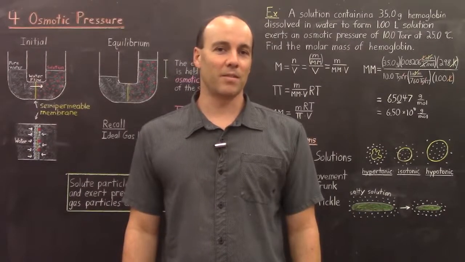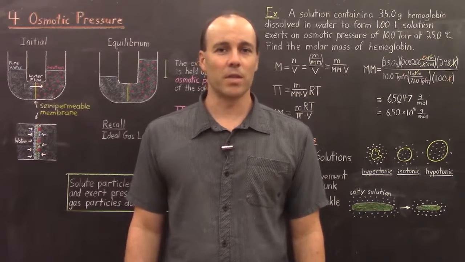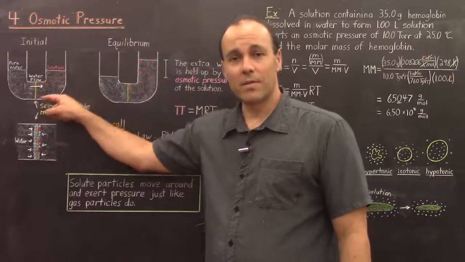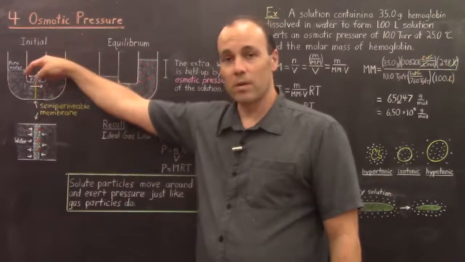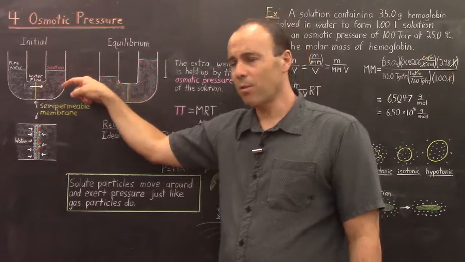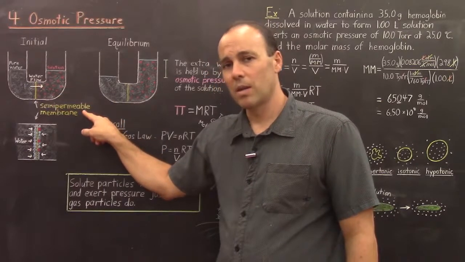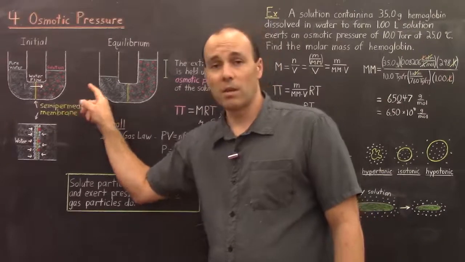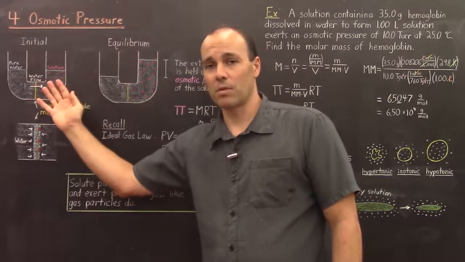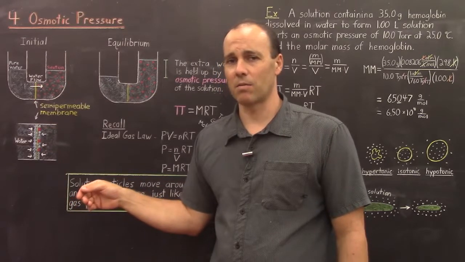The fourth and final colligative property is osmotic pressure. To see what osmotic pressure is and how it works, let's look at the following diagram. Here we have a U-shaped device in which we pour pure water on the left and some type of solution on the right. Separating these two liquids is a membrane, which we call a semi-permeable membrane, because it only allows the solvent to pass through. So water is allowed to pass through, but the solute particles are not.